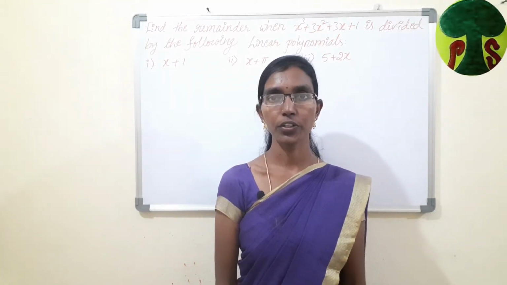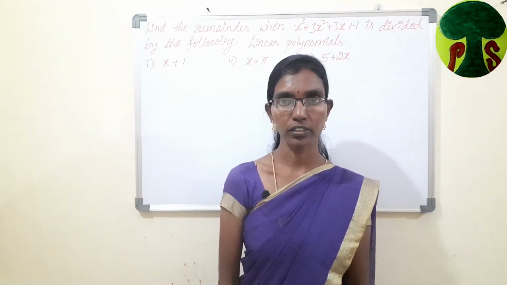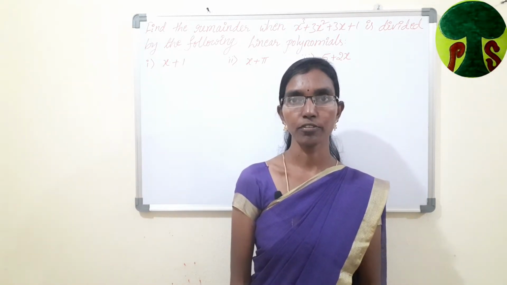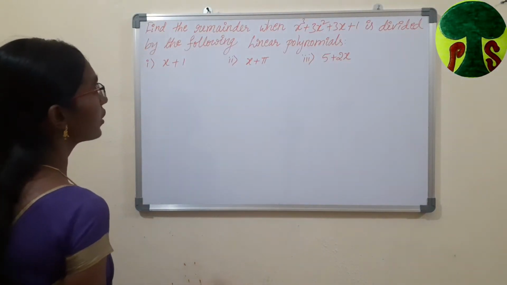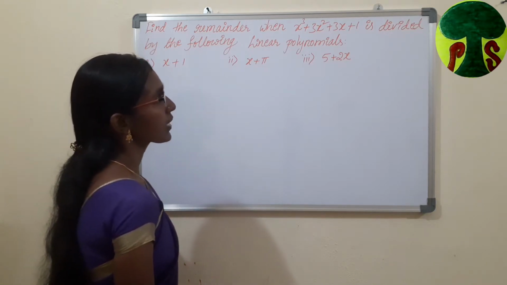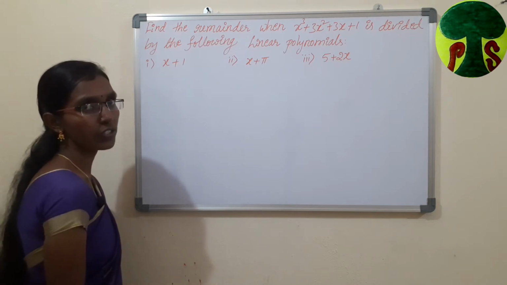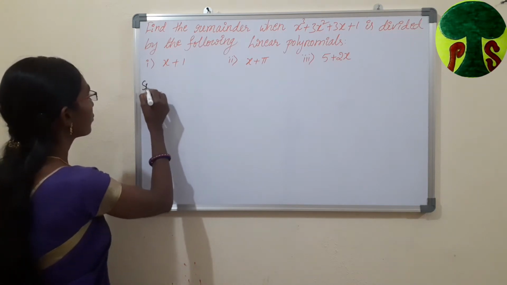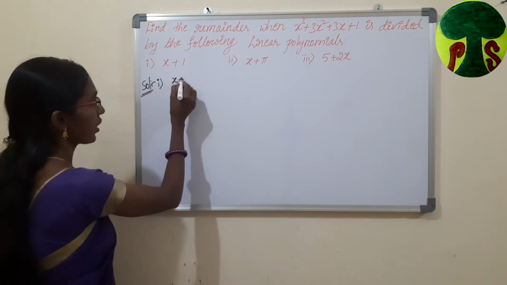In this video, we are going to solve problems in exercise 2.3 in the second chapter, that is polynomials and factorization. Here is the question. Find the remainder when x cube plus 3x square plus 3x plus 1 is divided by the following linear polynomials. Solution. First one is x plus 1.